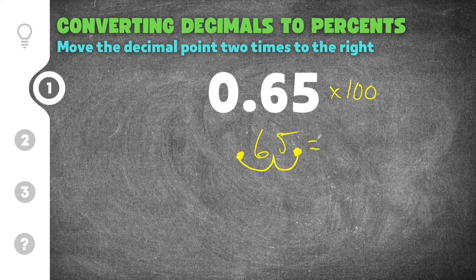And then you're going to rewrite it. We have 65, and now the decimal point's at the end, so it's a whole number, 65. And then to show that it's been changed to a percentage, you're going to use the percent symbol. 0.65 as a decimal is 65%.